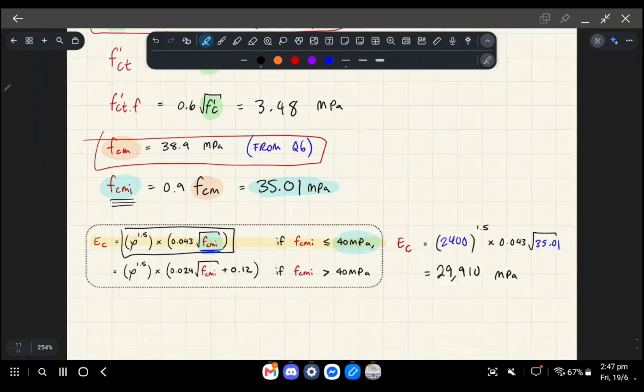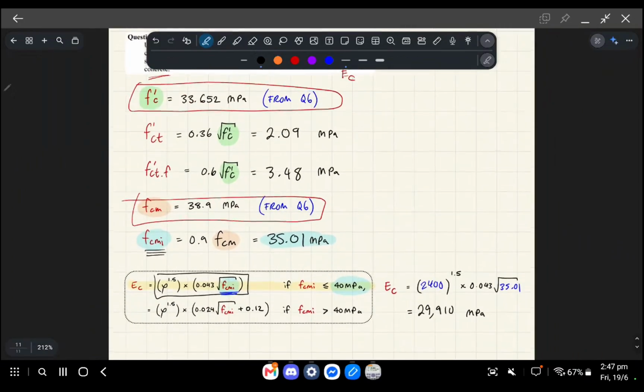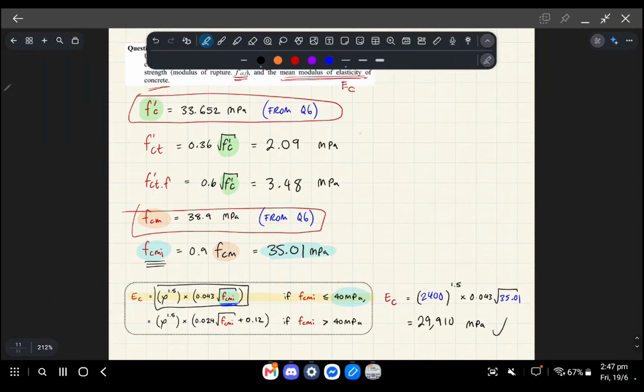Okay, so I'll leave that up for you guys to copy down, but that gives us all the values that we were looking for from the question.